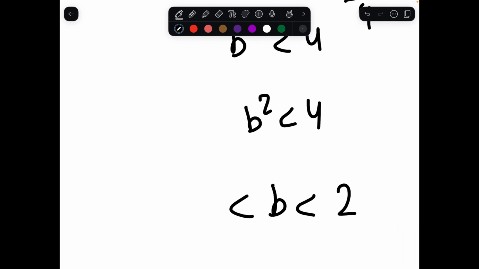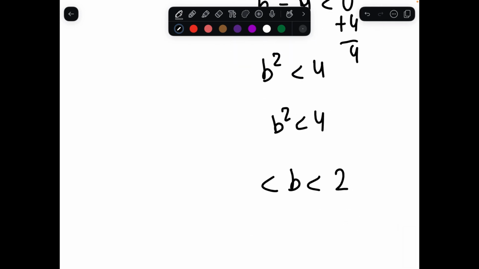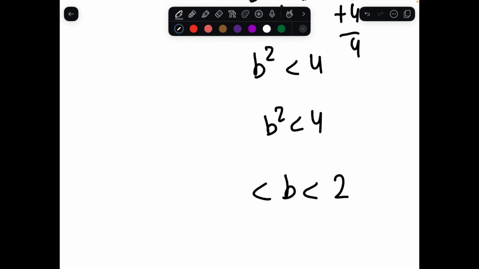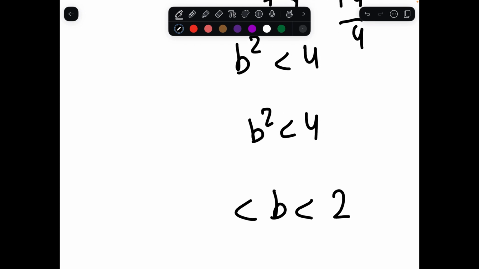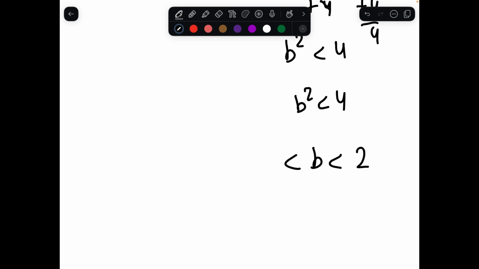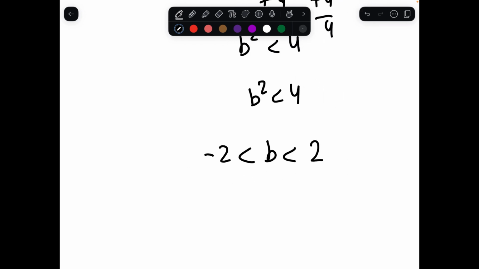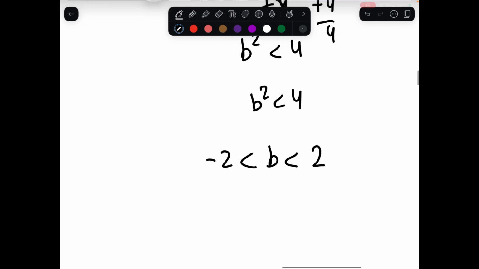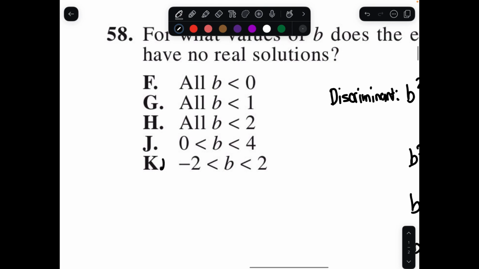The other thing is that, let's say b was -1, right? -1 squared is actually 1. 1 is less than 4, right? So to account for -1, b has to be greater than -2, right? So b has to be between -2 and 2, which matches answer choice K.